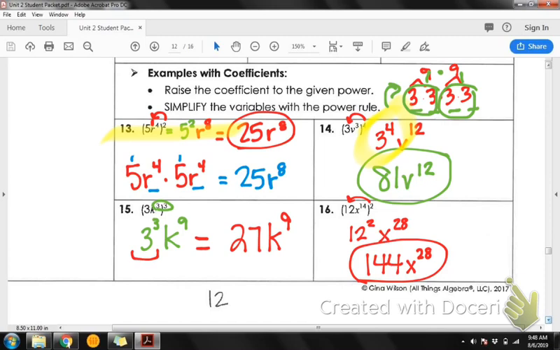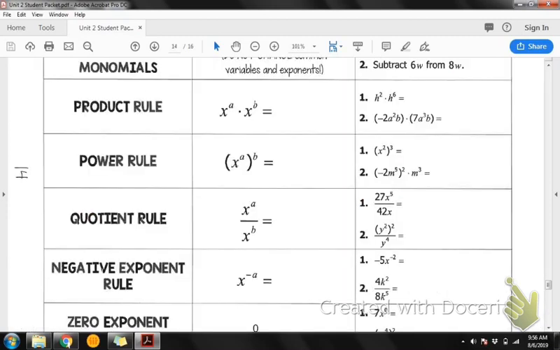All right, let's turn to our page 14. Let's fill this in for our power rule. So we've already done product rule, we've done quotient rule, power rule. What do we do with this A and B? A times B. That's what we do. So make yourself a note. Multiply the exponents.